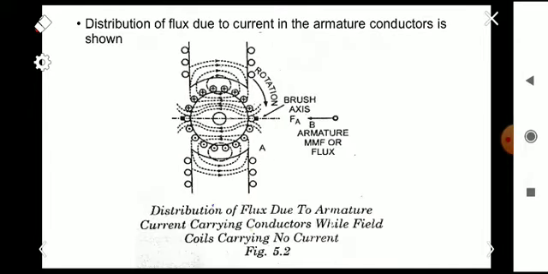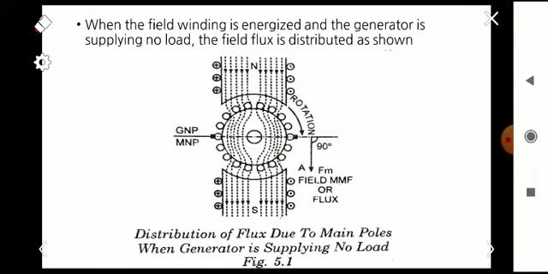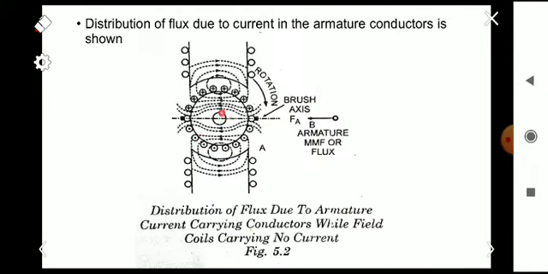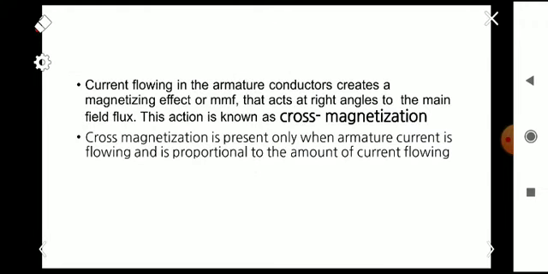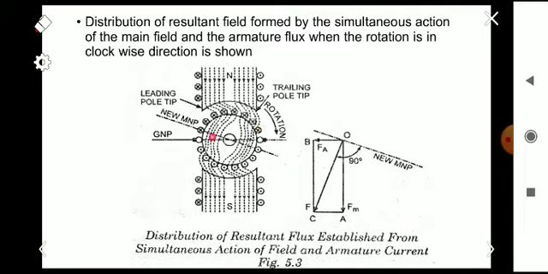When a question comes, you have to draw the first figure, this one, then the second figure, that is the armature flux alone, and then the combined figure. This is the combined figure here. In this figure you can see the main field flux is distorted. The variation is very large in the case of this main field flux.